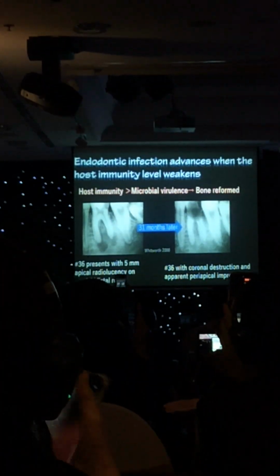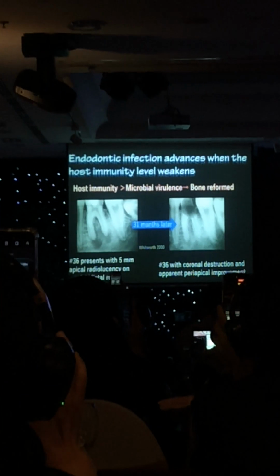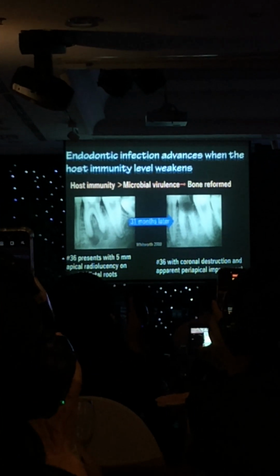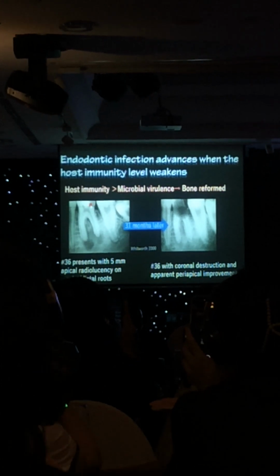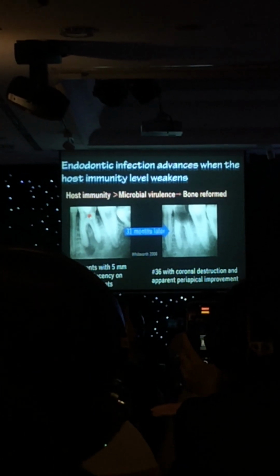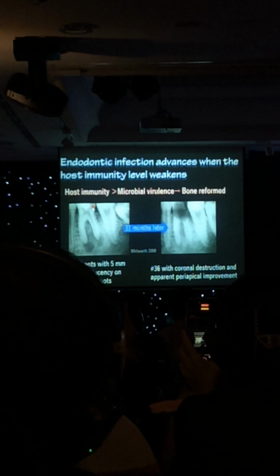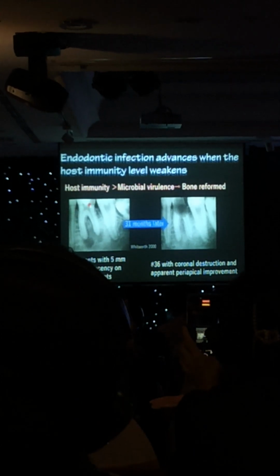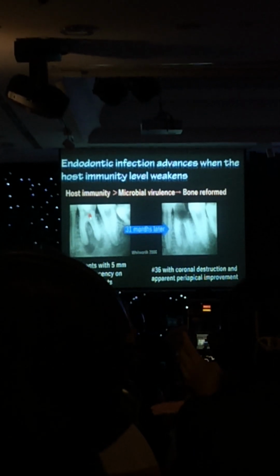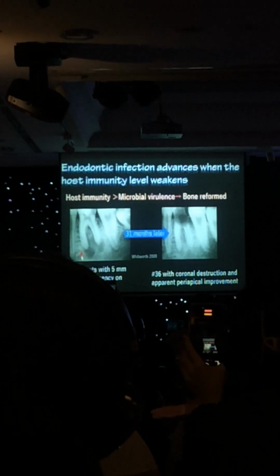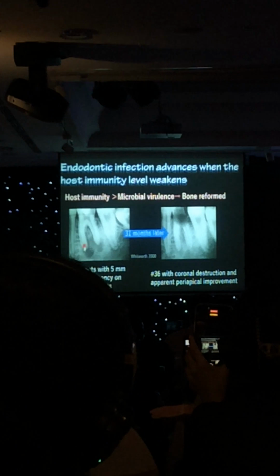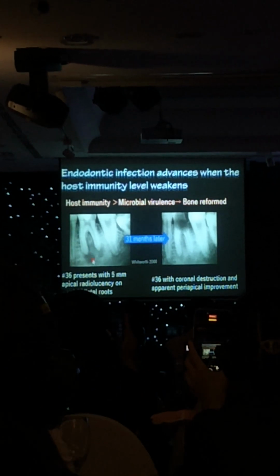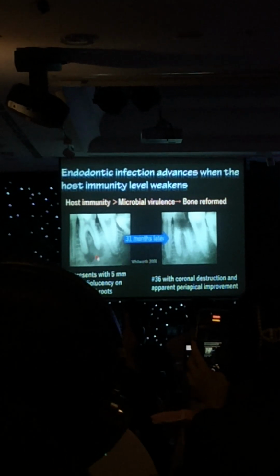Host immunity. Endodontic infection will vary depending on the host immunity. So, for example, look at this. You see the caries region here in the coronal part, reaching the pulp and creating an acute response here. You see the periapical region, a big region on the roots.